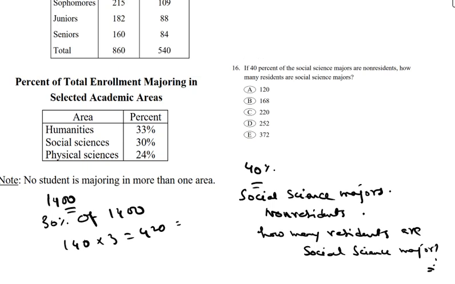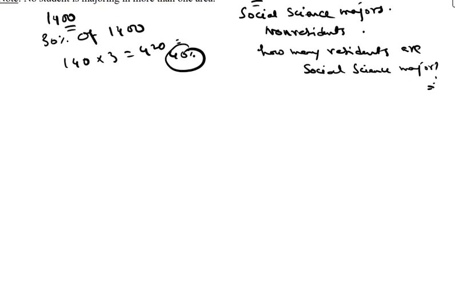Now we are told that 40% of the social science majors are non-residents. Now important question is 40% of what? The answer is 40% of 420. So let's calculate 40% of 420. Now 10% of 420 is 42. So 40% will be 42 into 4, that is 168. So the number of non-resident social science majors are 168.